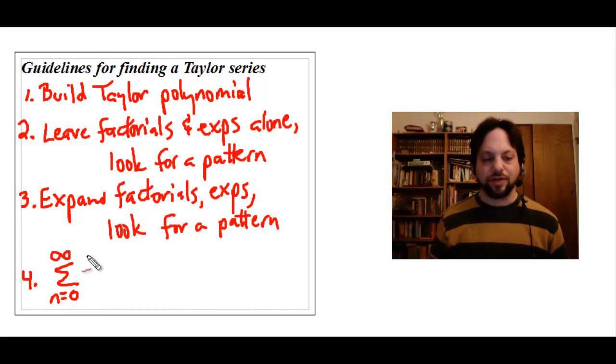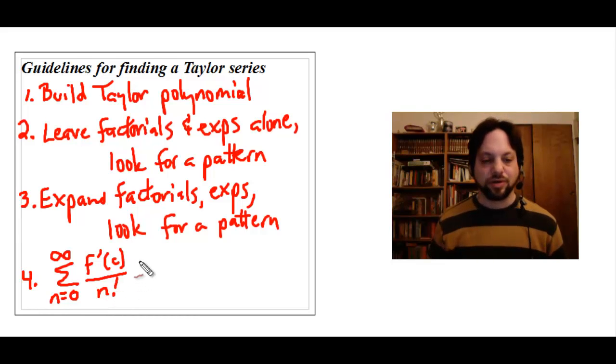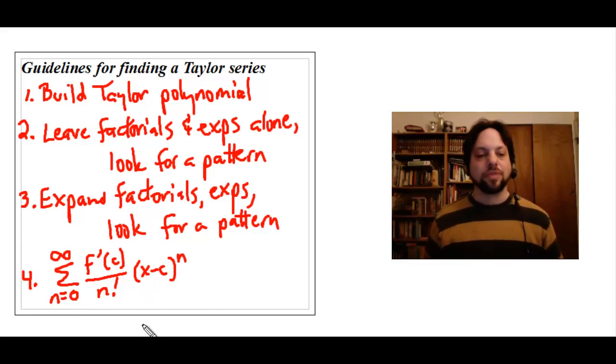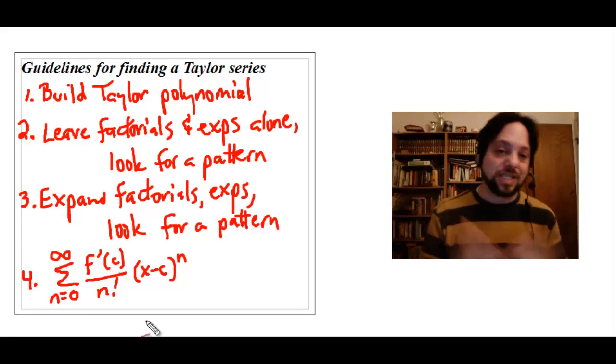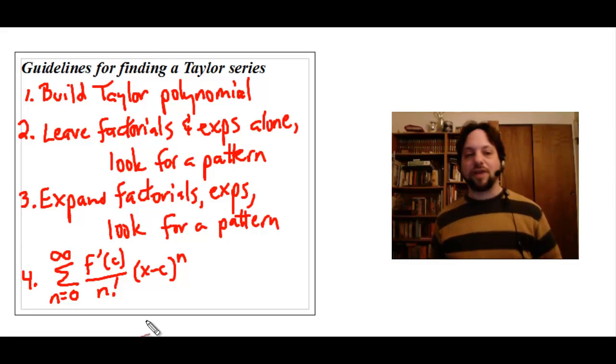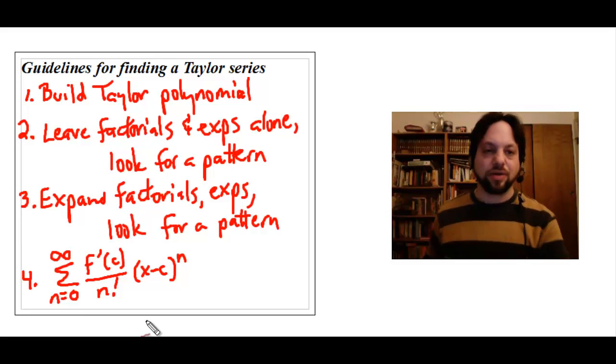It'll go from 0 to infinity, and it will always involve some aspect of the derivative of f at c. There will almost always be some aspect of n factorial in the denominator, and then, of course, x minus c to some power or another. So there's a simple 3-step system, really, which could turn into 4 if you don't notice a pattern at first. And this is the procedure that we're going to follow for each one of our examples, starting with this one now.